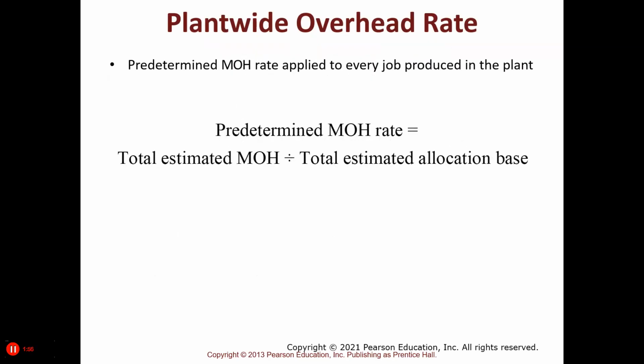So how do you do the plant-wide overhead? Well, actually, calculating the overhead rate is the same regardless of what method you use. You're always going to take the total estimated indirect costs associated with whatever you're doing and divide by the total estimated allocation base. Now, remember, when you come up with a predetermined overhead rate, you're doing this at the beginning of the period. So it is an estimate, and you're going to use it as a basis of allocating this cost.